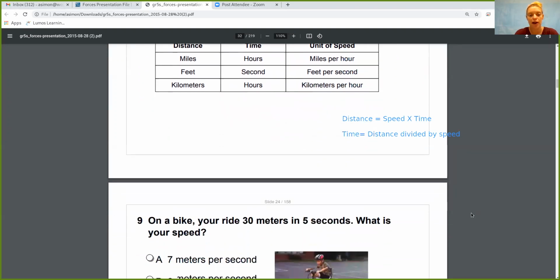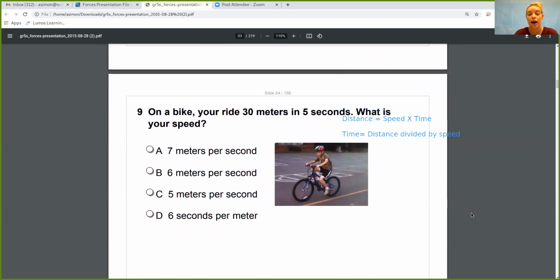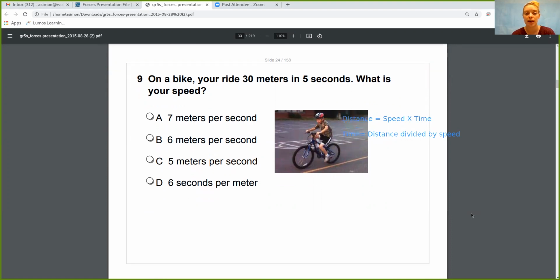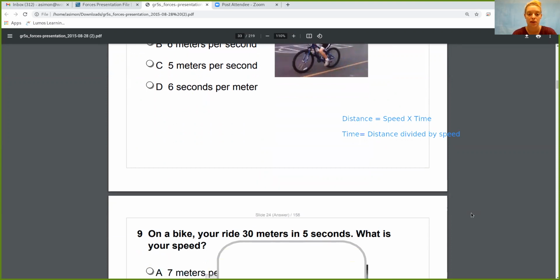All right, so let's do some more practice when it comes to finding speed. Remember, speed is distance divided by time. So on a bike, you ride 30 meters in 5 seconds. What is your speed? So 30 meters divided by 5 seconds is going to be what? If you said 6 meters per second, you are correct. Remember, it is the distance unit per the time unit. So 6 meters per second, B.